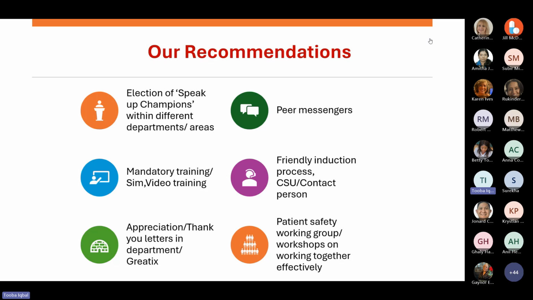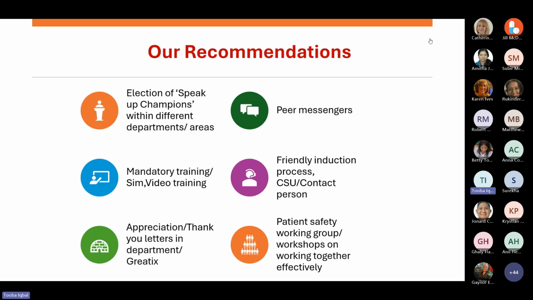Secondly, mandatory training might include incivility as well. Maybe some simulation or video training where you show in real time such incidents, so people can actually feel and learn how to acutely deal with such situations. That might help. I think we've already got thank you letters going on within the labor ward and the obstetric side of things. Maybe we need to expand that to the whole trust.